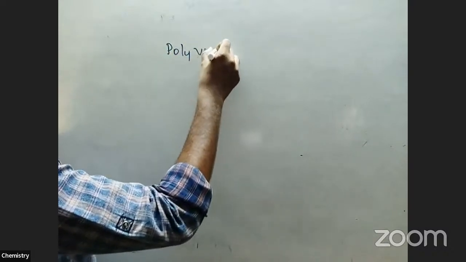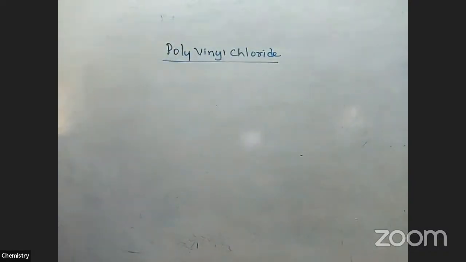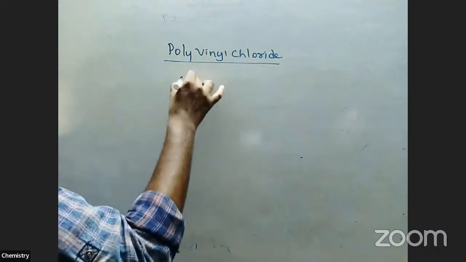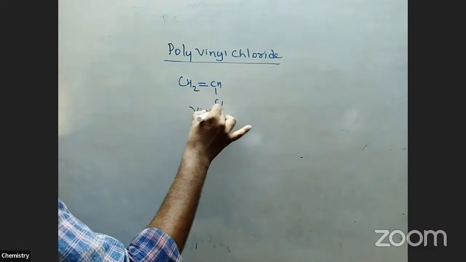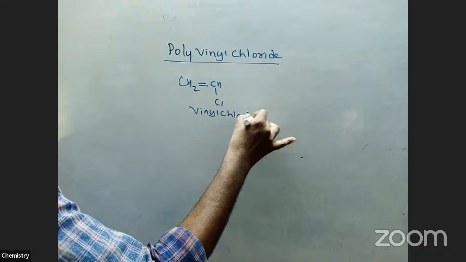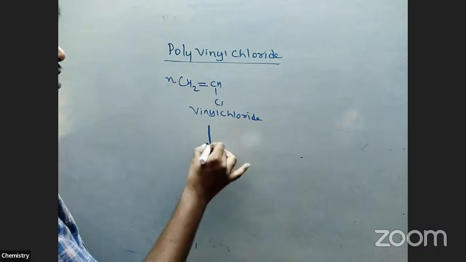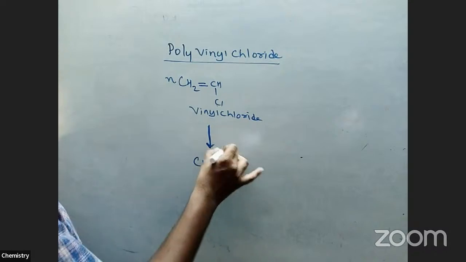Next polymer is polyvinyl chloride, PVC. It is a polymer of vinyl chloride, CH2=CHCl. N number of molecules involved in polymerization give us polyvinyl chloride.